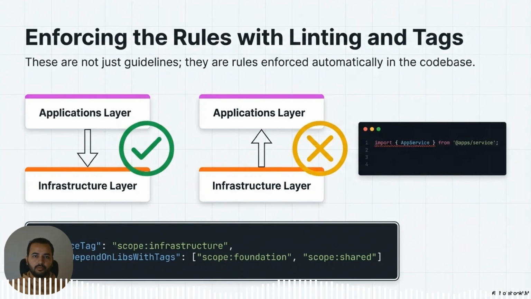Now here's the really cool part. These architectural boundaries, they're not just suggestions we hope developers follow. They're actually enforced automatically in our codebase using linting and tags. So let me show you what I mean. The applications layer can depend downward on the infrastructure layer. That's perfectly fine, right? But if the infrastructure layer tries to depend upward on the applications layer, it gets blocked. The system won't let it happen. This automated enforcement catches architectural violations before they ever make it to production, which is exactly what we want.